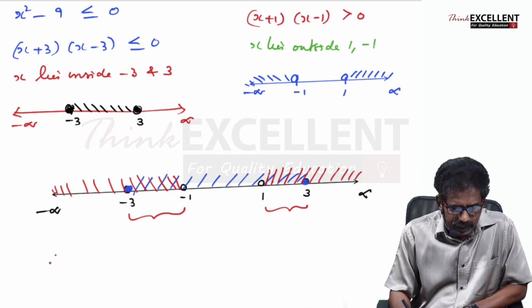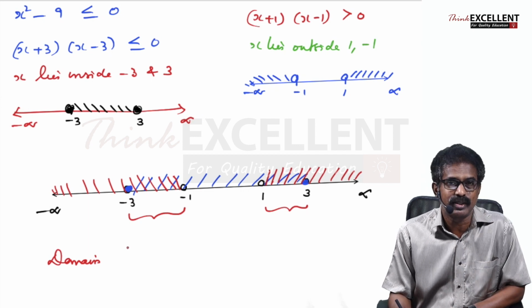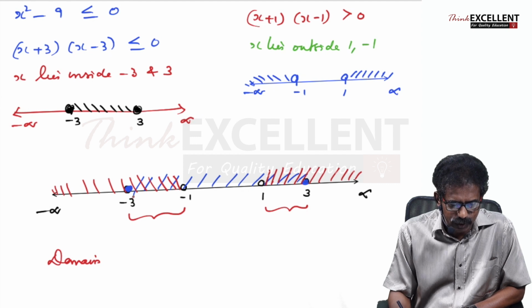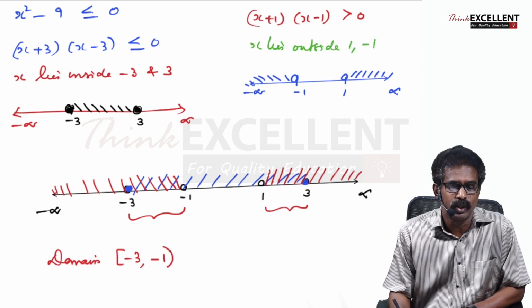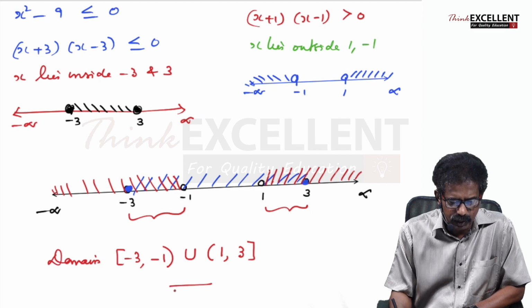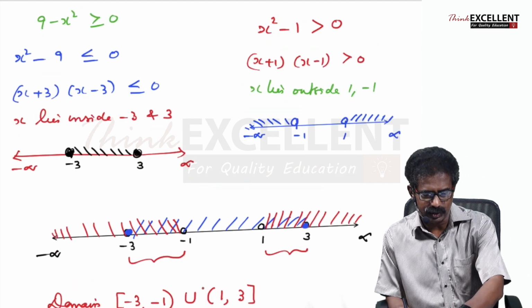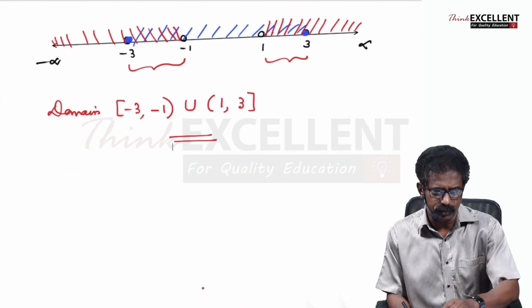So now the domain is, now please listen very carefully, minus 3 to minus 1. Which interval you have to give? That also important. Minus 3 is included, but minus 1 is not included. So open interval, closed interval, do it carefully. Union, in the other side, 1 is not included. So open interval 1 up to 3. 3 is included. Okay, so this is the domain, combination of both. So it's one of the very important questions. Hope you understood. So this is how you have to give the answer.